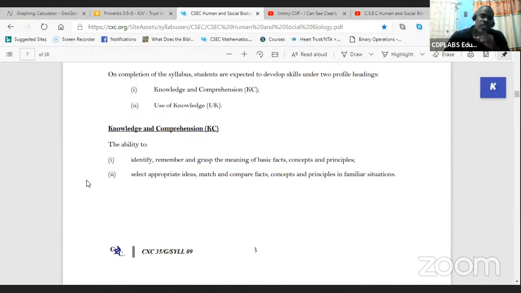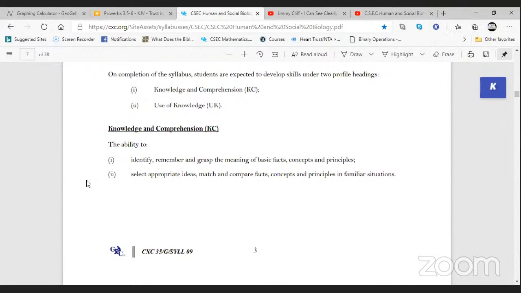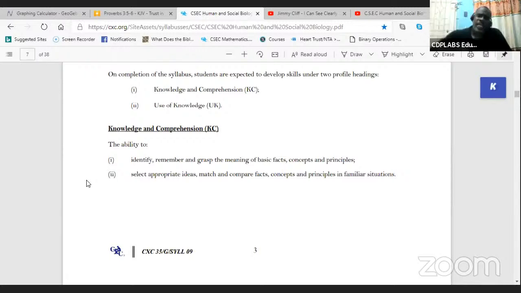When they talk about knowledge and comprehension, what are they referring to? Your ability to identify. This is the reason why we talk about unlabeled diagrams. One must practice to identify the structure and the function. Remember and grasp the meaning of basic facts, concepts, and principles. I would rather start with concepts and principles than facts, because once you grasp the principles and the concepts, they become facts for you.